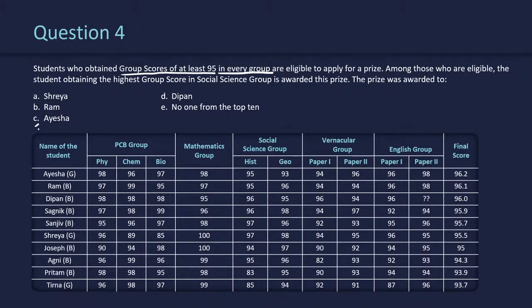Let's check Aisha first. 98, 96, 97. Since all the three numbers are more than 95, तो ग्रुप में 95 से above होगा. मैथमेटिक्स ऑलरेडी 95 से above है. सोशल साइंस में 95 above नहीं हो सकता because if you're going to take the average of 95 and 93, it will definitely be less than 95. So Aisha is not that person who will be even eligible. Let's go to the next person who is Ram. 97, 99, 95 perfect, 97 perfect, 95, 96, 95 से ज़्यादा होगा. 94, 94 will not give us a group score of more than 95. Average will remain 94. So Ram भाई साहब भी नहीं है.